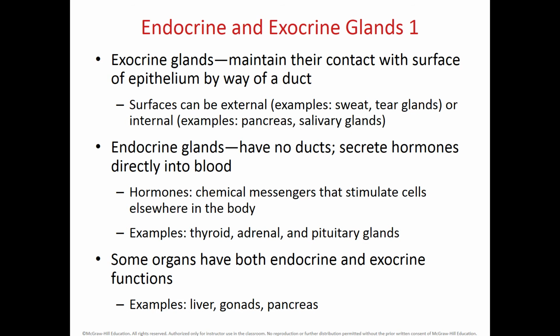And some organs will have dual function, so they act as an endocrine gland and an exocrine gland. Examples will be the liver, gonads, and pancreas. So the pancreas can secrete substances into the digestive tract, so that's why it's exocrine, and also can secrete substances or hormones into the bloodstream. That's why it's called endocrine.